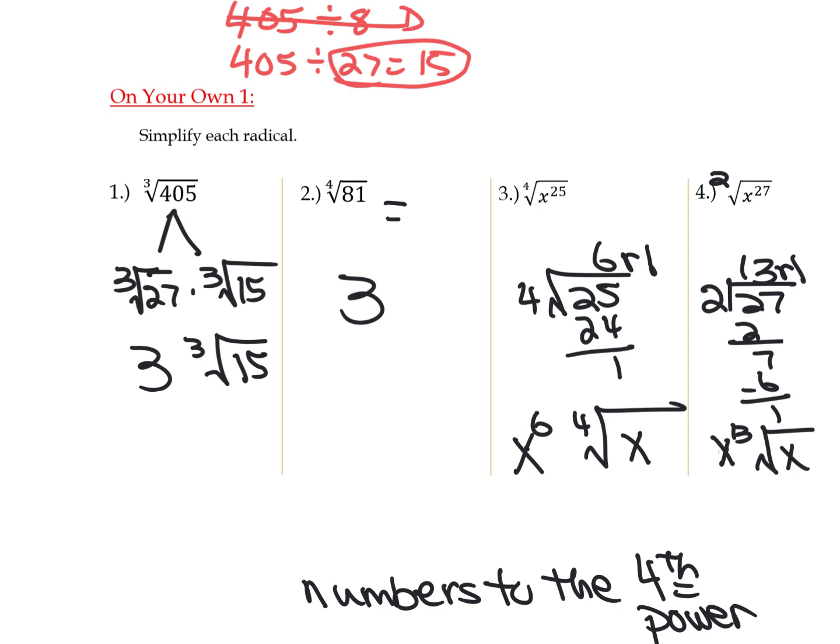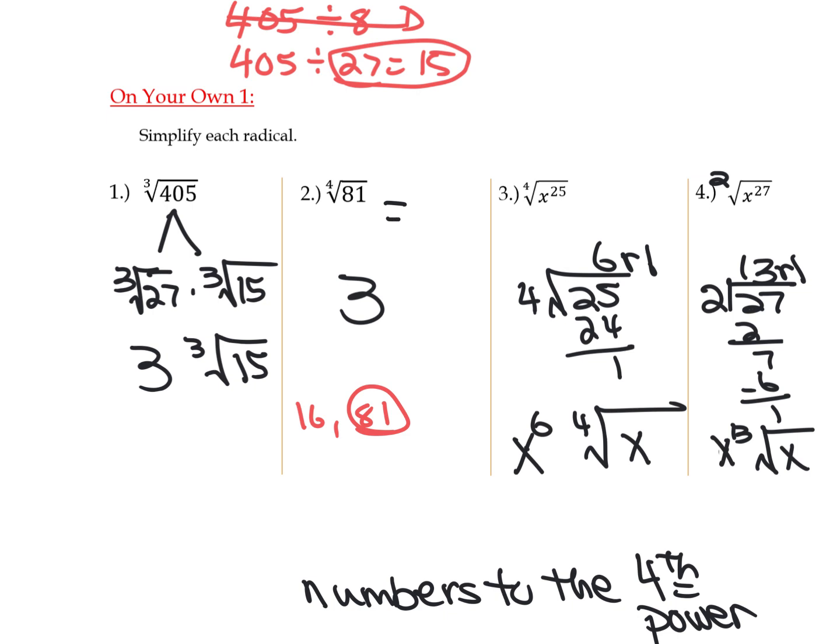All right, fourth root of 81. I would advise on any problems where the exponents are larger than a square root, always type them into Desmos and see what happens. When you type in the fourth root of 81, it tells me the answer is 3. That's because when I list my numbers to the fourth power, 2 to the fourth power is 16, 3 to the fourth power is 81. So 81 is a number that is raised to the fourth power.